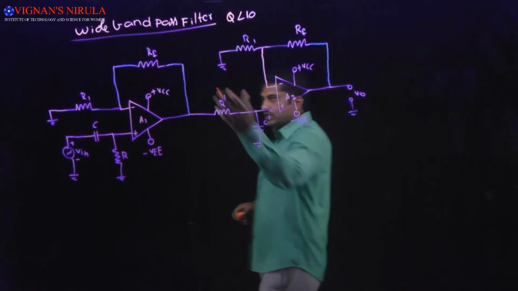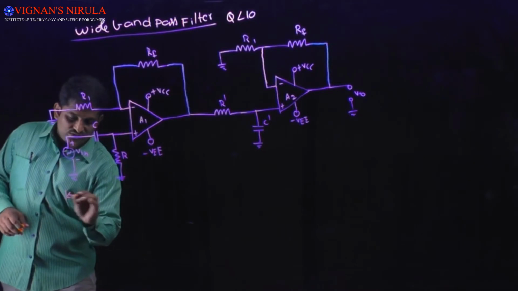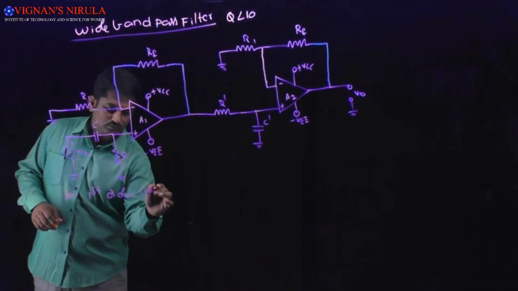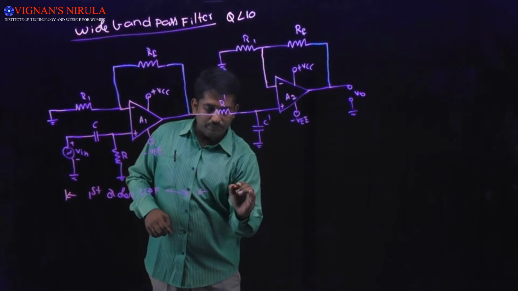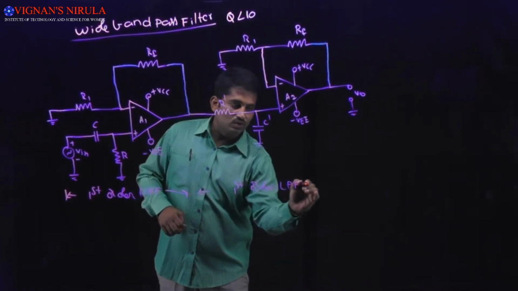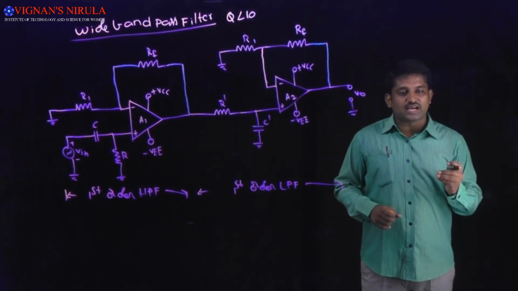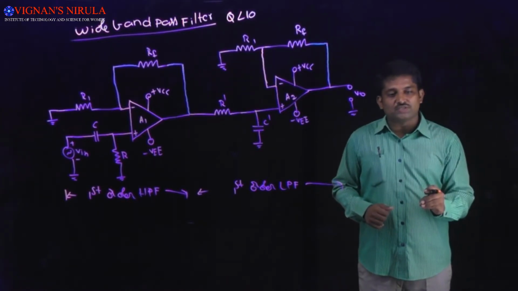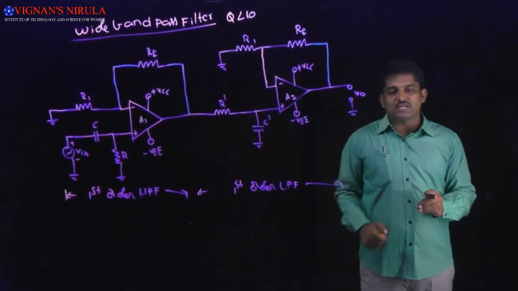So if you observe this circuit diagram, here it is represented as a first order high pass filter. And if you observe this, it is represented as the first order low pass filter. So whatever design steps you use for the construction of the first order high pass filter as well as the first order low pass filter, you have to use the same design steps for the wide band pass filter.